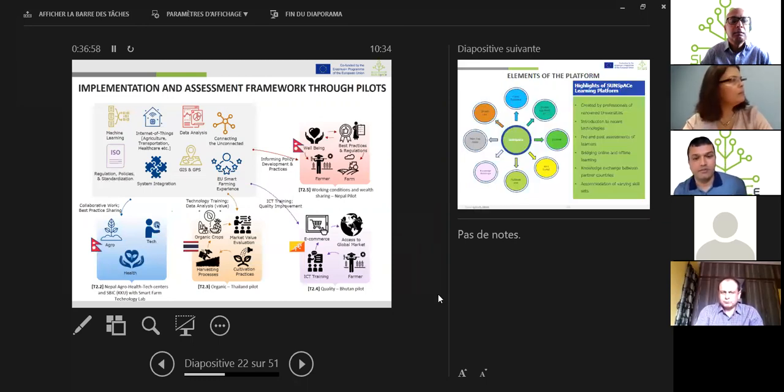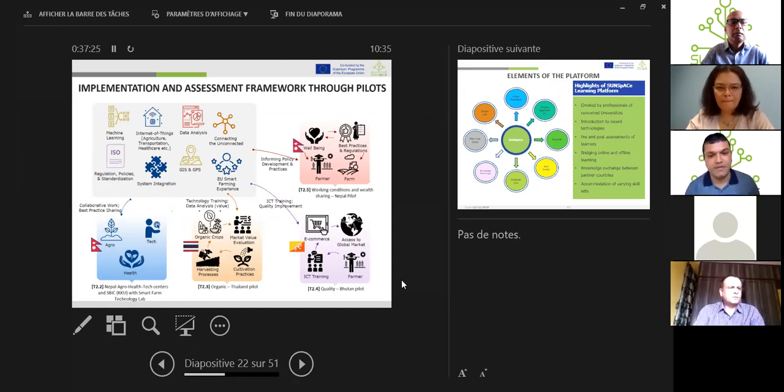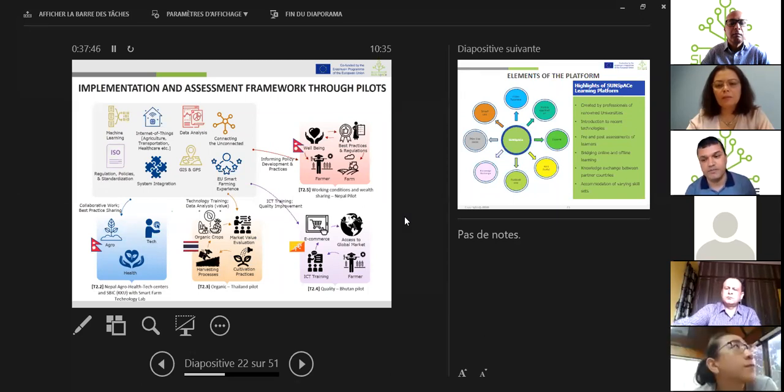In this work package, implementation and assessment framework through pilots, we are analyzing the use of smart technologies in European partner countries, wherein we are investigating the use of technologies and how they are being used to change smart farming. And from this learning, we are using this experience in Asian countries to develop smart farming via 3 different pilot projects, 1 pilot project in each Asian partner country. So in Thailand, we have the organic pilot, and in Nepal, we have the working condition pilot, and we have a quality pilot in Bhutan.